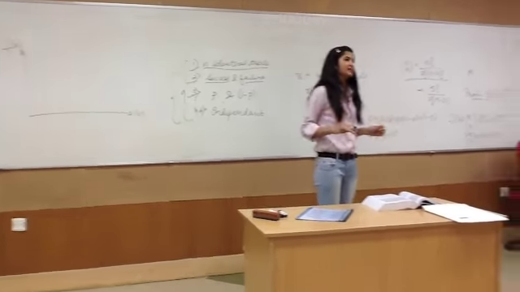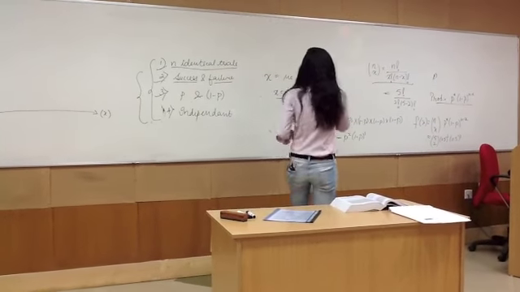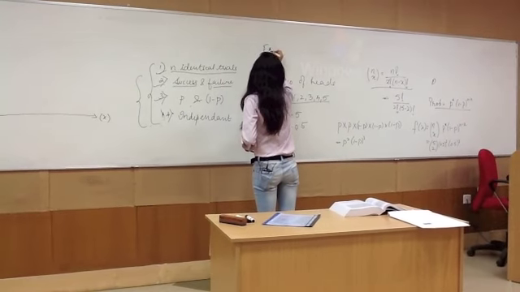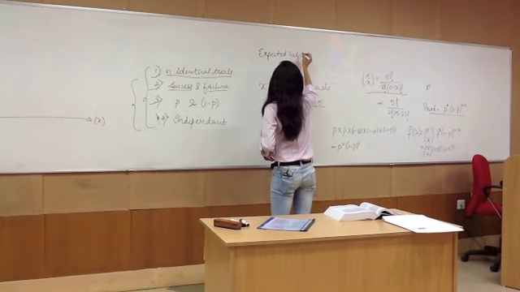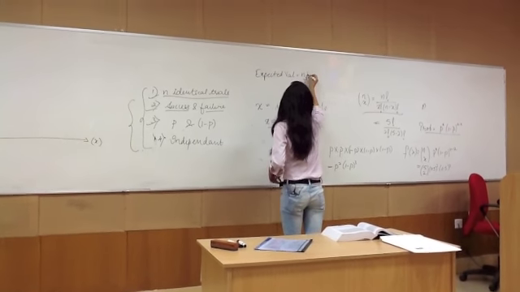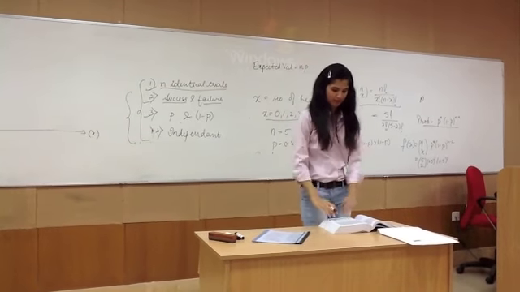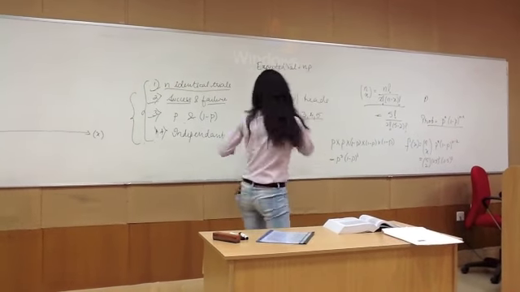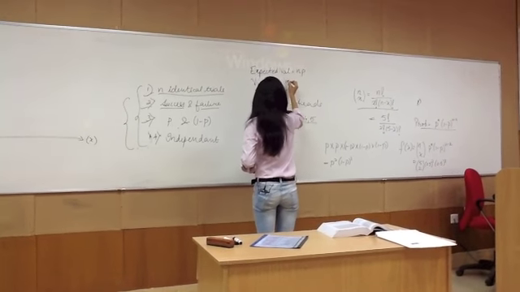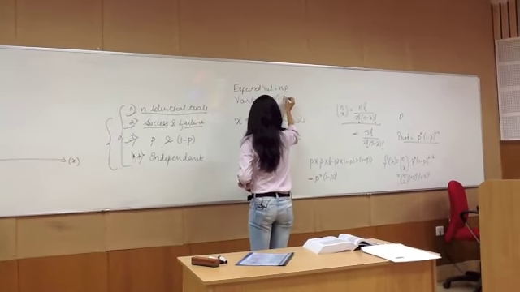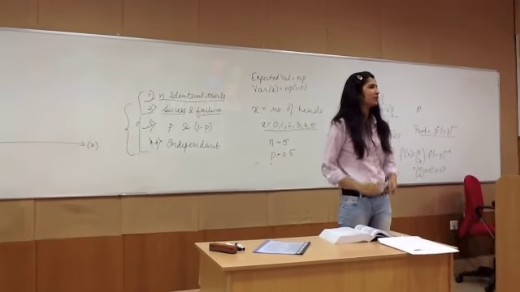Here, like we discussed, expected value is the weighted mean. Here the expected value is np. n is the number of trials, p is the probability of success of any trial. And variance of x is equal to np times 1 minus p. Okay. Any more questions?